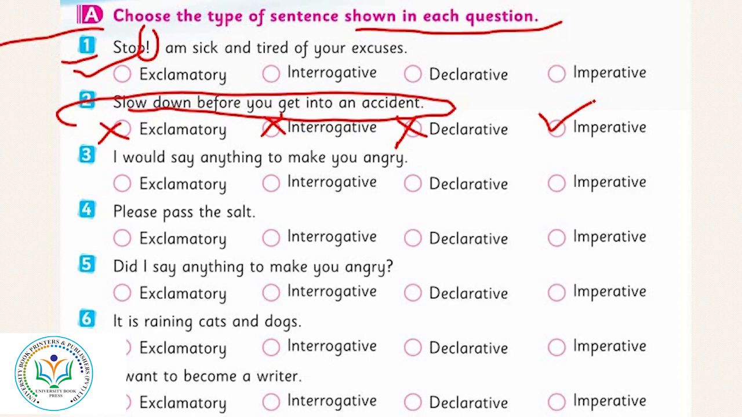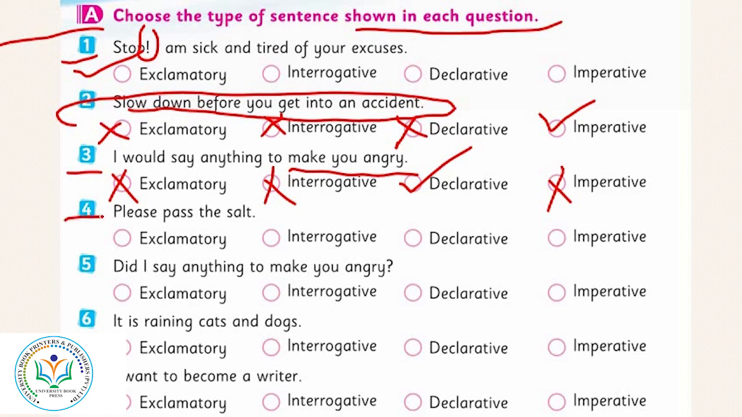Yes. Look at the third one. I would say anything to make you angry. Now this is not a statement; a person is expressing his feeling here. I would say anything to make you angry. This is not exclamatory, not interrogative, not imperative. Yes, it is a declaration about his feeling that he could do anything to make him angry.